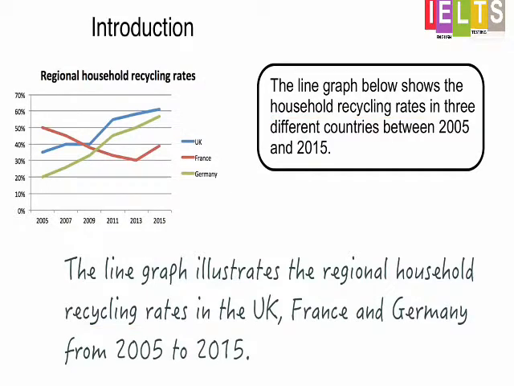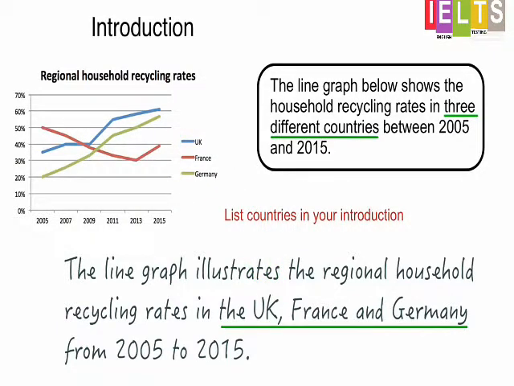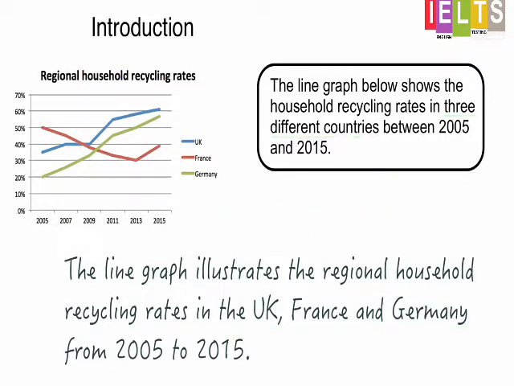After that, I list the countries. Instead of simply saying 3 countries, I give the specific names. I say the UK, France, and Germany. And it's a very good technique to give the names, as you should be very specific when introducing the graph. So, always try to list countries in your introduction. Finally, we have a time period, which you should always give when it's possible. So, I changed the phrase between 2005 and 2015 to from 2005 to 2015.